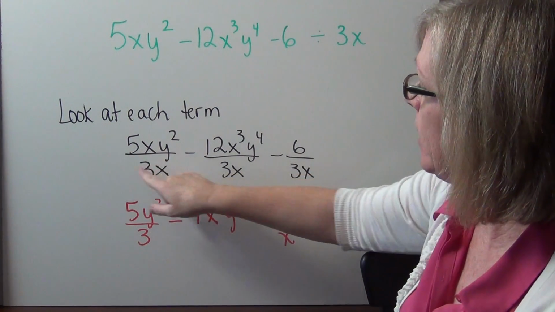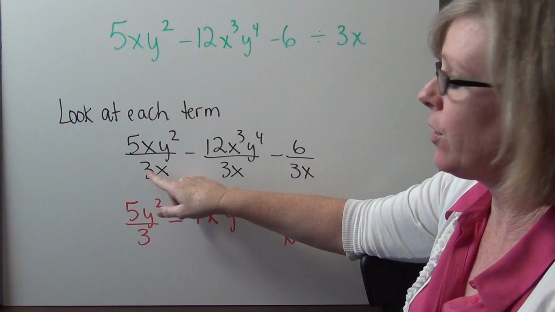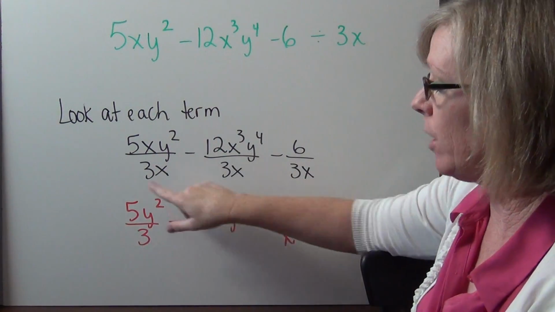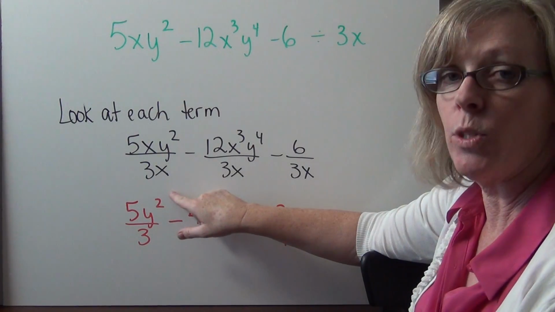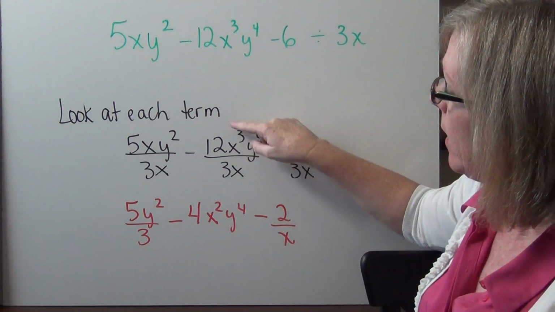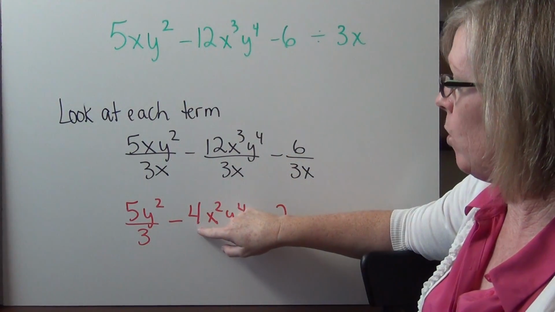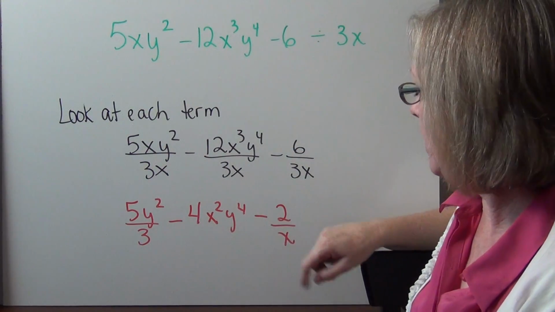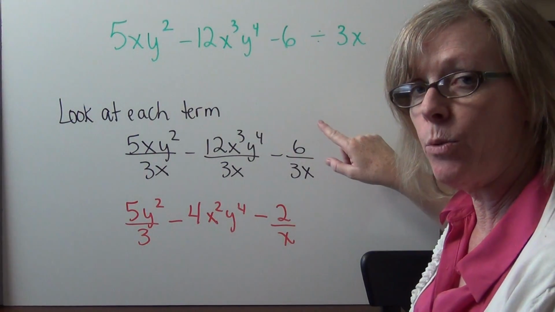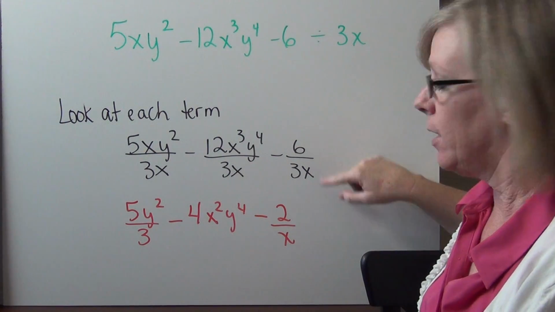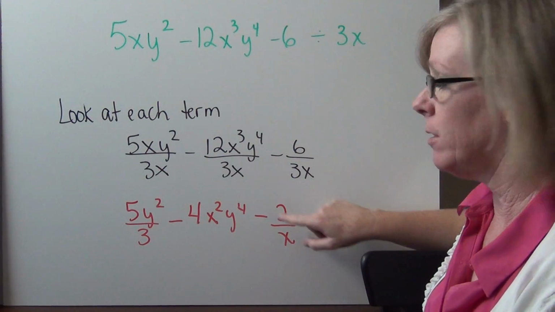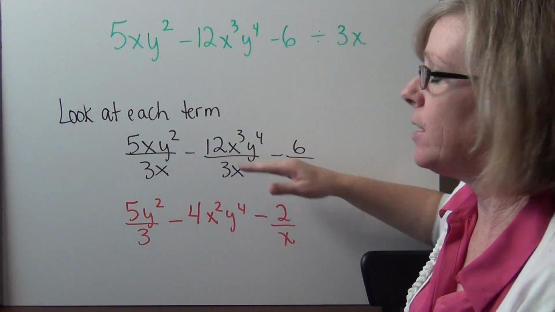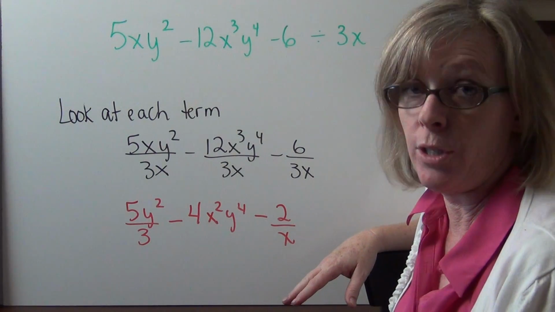So it turns out, in this case, I share an x, but the 5 and the 3 are not going to simplify, and the y squared will stay. So I can cancel the x's, but take a look, I'm left with 5 over 3 and the y squared. In the second term, I have 12 divided by 3, so I get 4, and the x's will cancel to an x squared, and the y to the 4 stays the same. And in the third term, I can cancel with the 6 and the 3, but notice there's no x in my numerator, so I can't cancel the x's and it stays down here. So here's an example of the sort of expression you might get if you have some terms that are divisible and other terms that are not divisible.